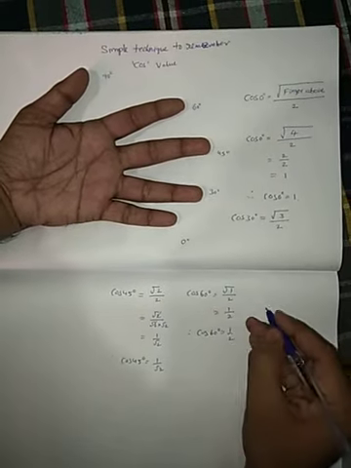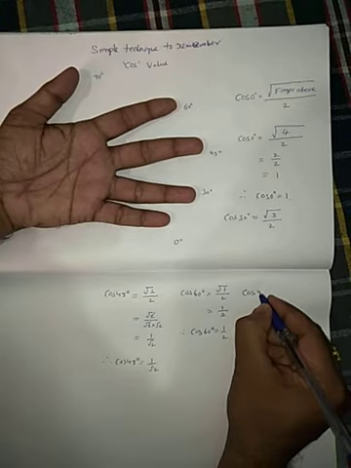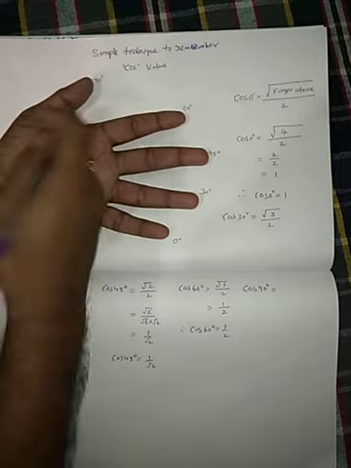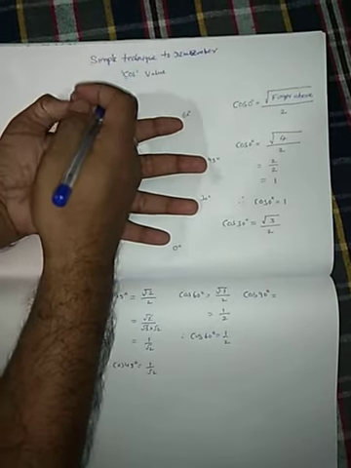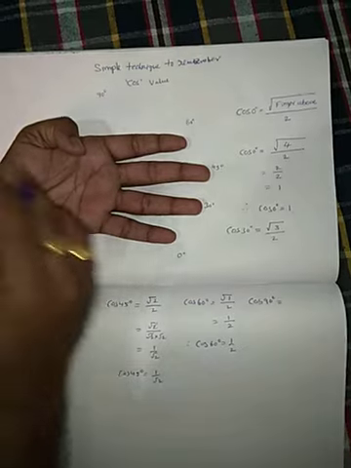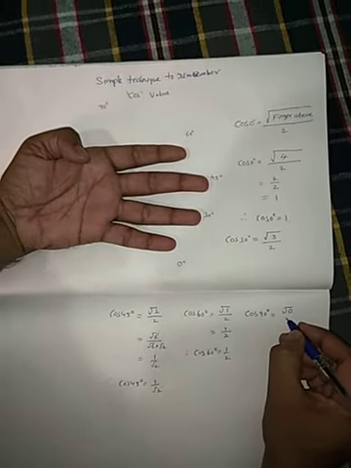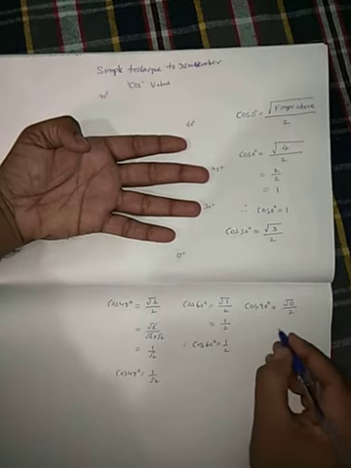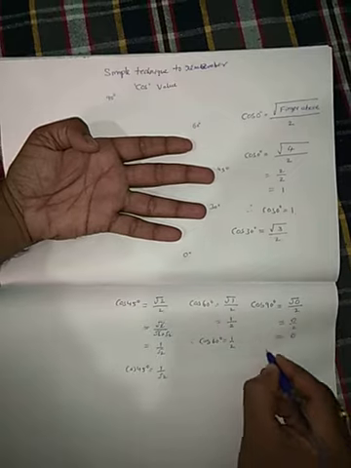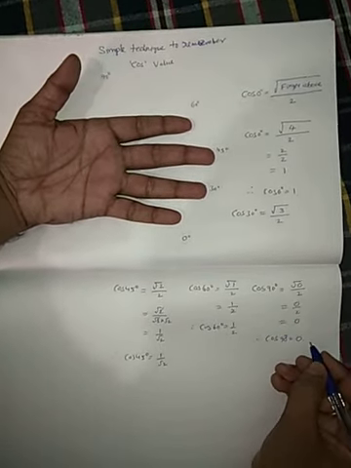Okay students, let us find out the next value, cos 90 degrees. You have to fold your thumb finger. How many fingers are above the thumb finger? There are no fingers, so that means 0 fingers. So root 0 by 2. Root 0 by 2 means 0 by 2. 0 by 2 means 0. Therefore cos 90 degrees is equal to 0.